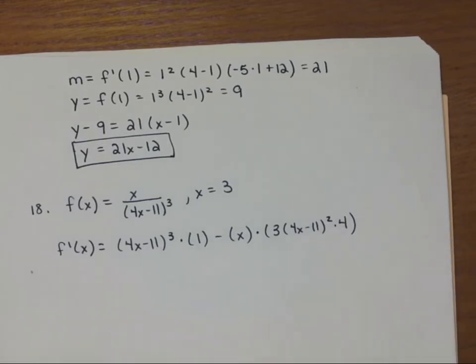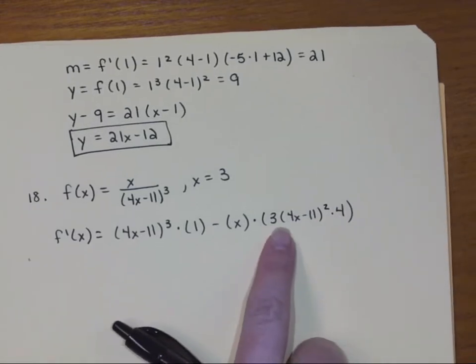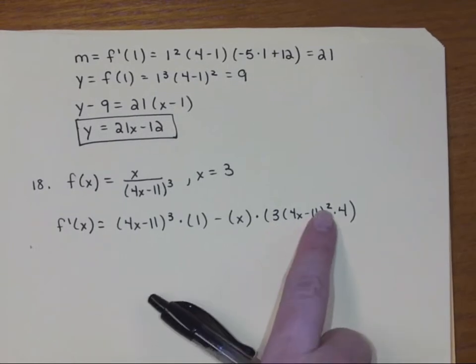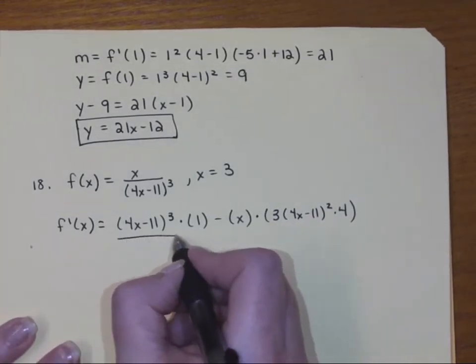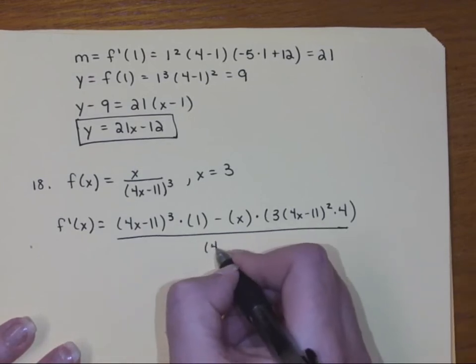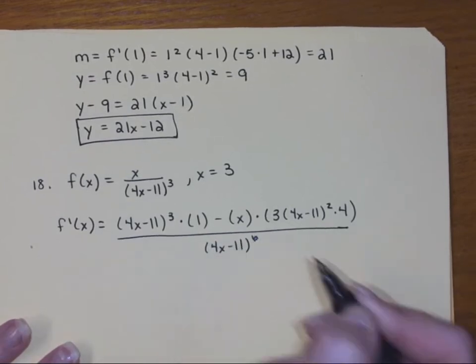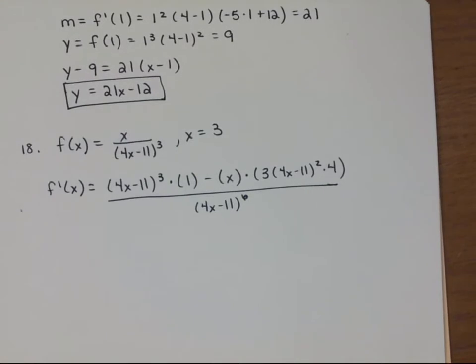Here's where that's tricky, right? So notice for the derivative of the bottom, I move the power around to the front. I reduce the power by 1, and I also multiply by the derivative of the inside. And then all of that is over the bottom squared. So if it's already cubed, when we square it, it's to the 6th power.